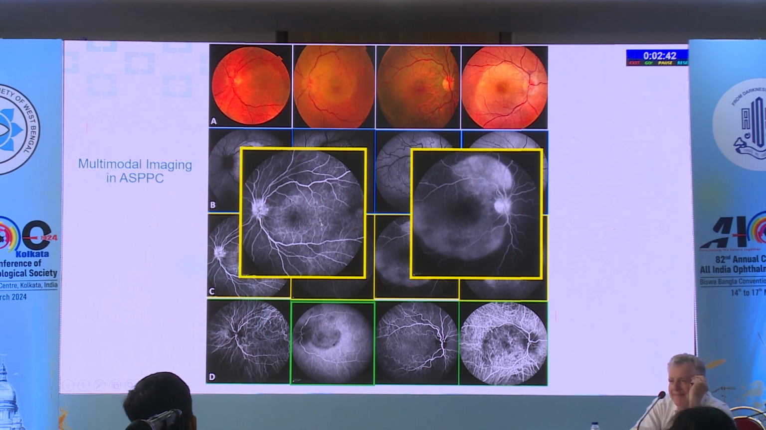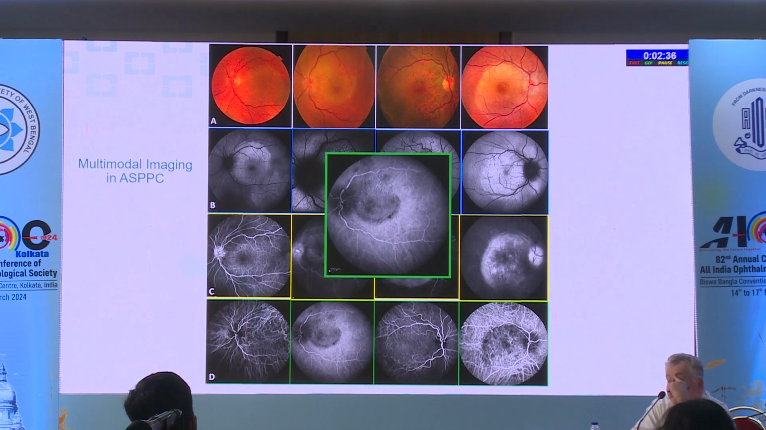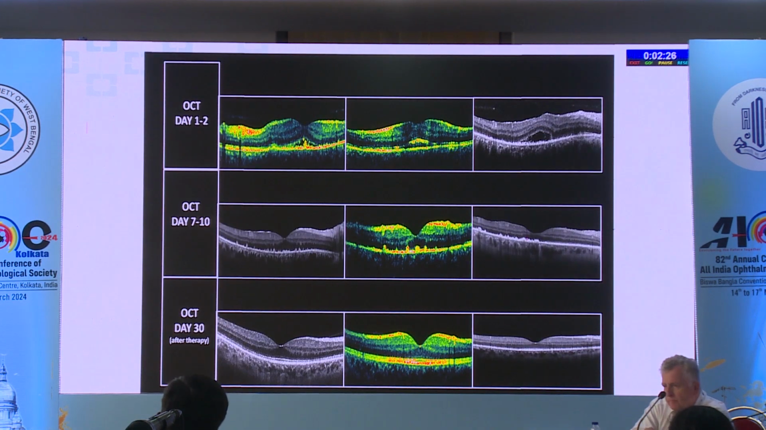So on FA, there is a late leakage of the plaque. ICG showing hypo. Now, there's a debate about this. Probably they think that the choroid has areas of non-perfusion that are shown in ICG, and this has been proven on OCT as well, but we're not really 100% sure.